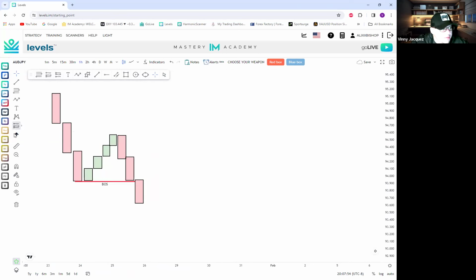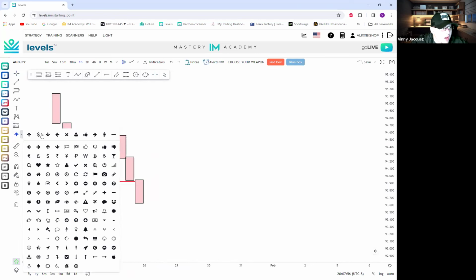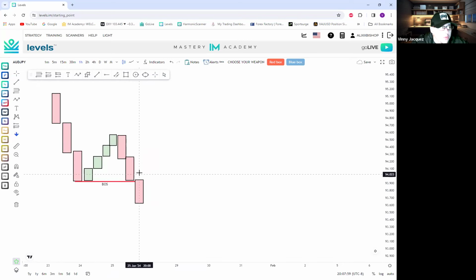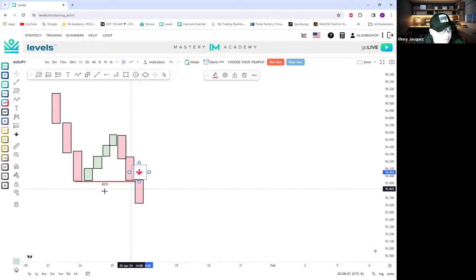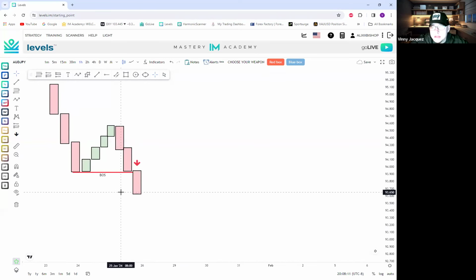And then Levels is also going to help you out and tell you, yo, this right here is the BOS candle. This candle right here broke structure to the downside. This candle right here gave you the BOS that we are looking for. Does that make sense, guys? Give me a one if that makes sense, and give me a question mark if you're confused. Awesome. Let's go ahead and get it.